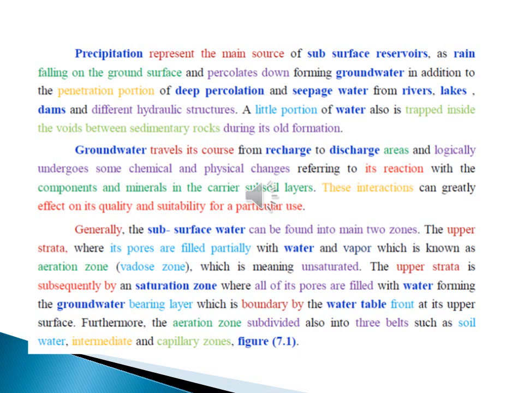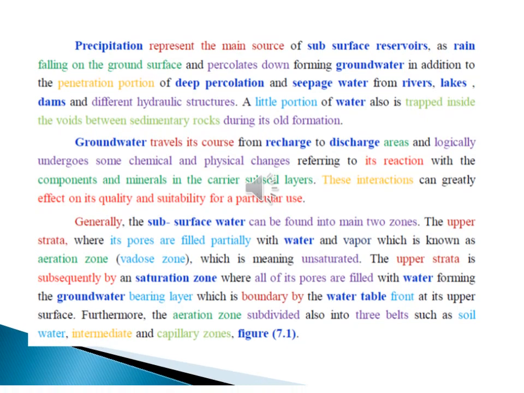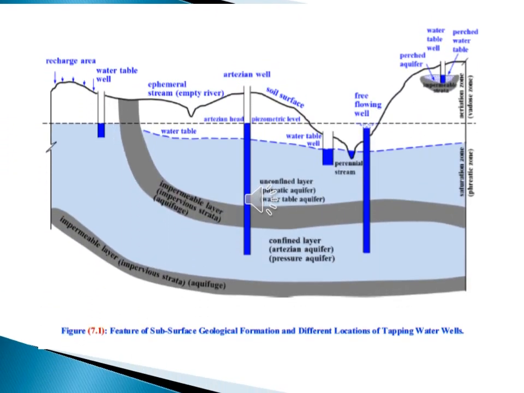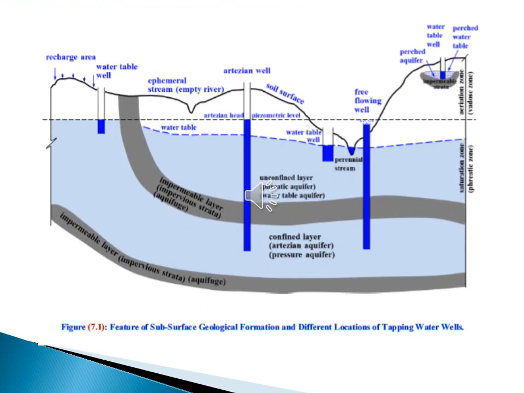Generally, the subsurface water can be found in two main zones. The upper strata is known as the aeration zone, which means unsaturated. Subsequently, there is the saturation zone, where all of its pores are filled with water, forming the groundwater. Figure showing the feature of subsurface geological formation and different locations of tapping water wells.